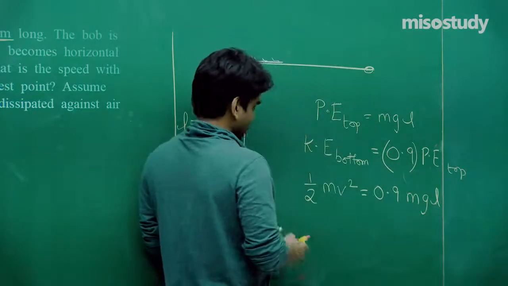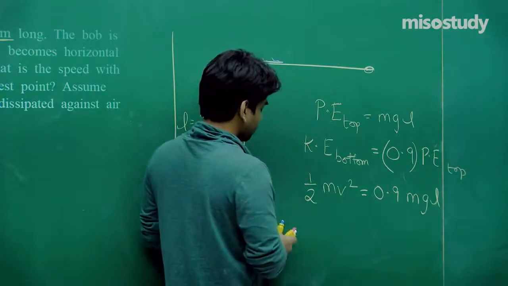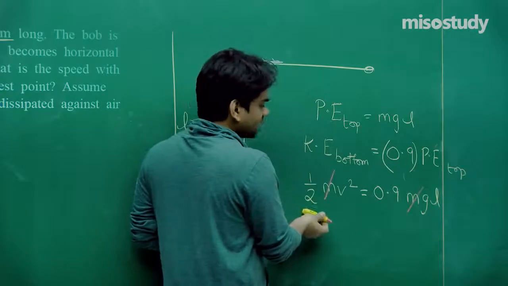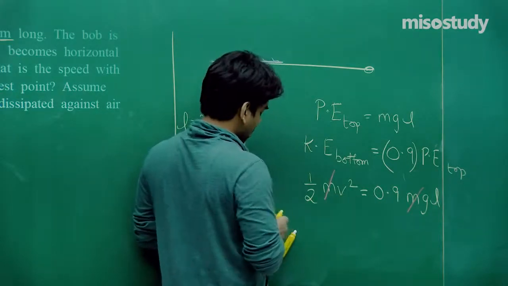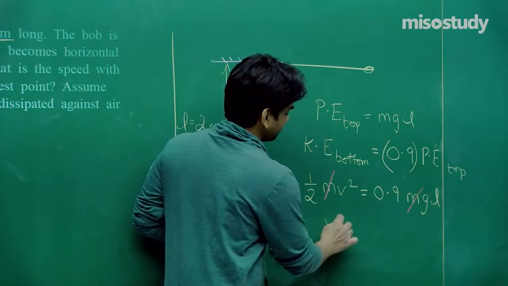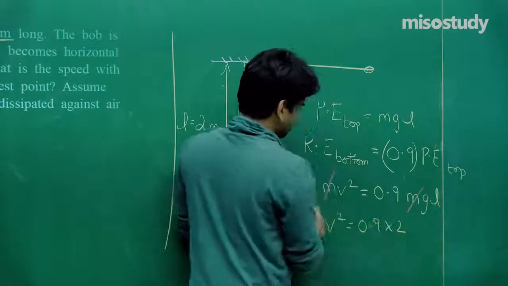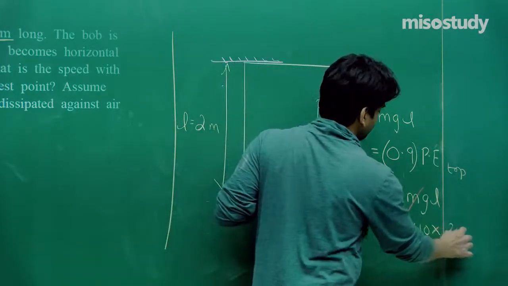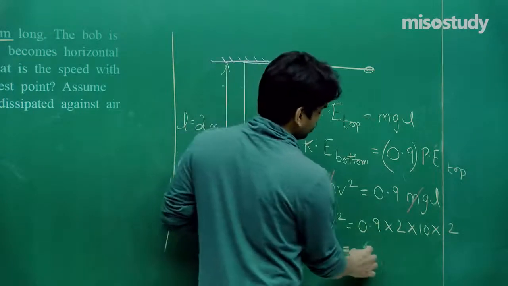The term that will be cancelled out: m and m is cancelled out. Now easily you can solve for the value of v square. V square comes out to be 0.9 into 2, this 2 has gone here, g into l, g is 10, l is 2 again. You can see that v will come out to be 3 into 2, 6 meters per second.